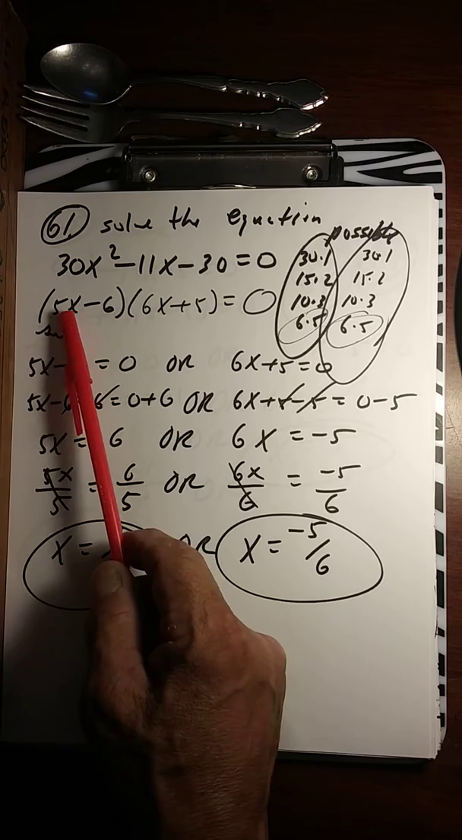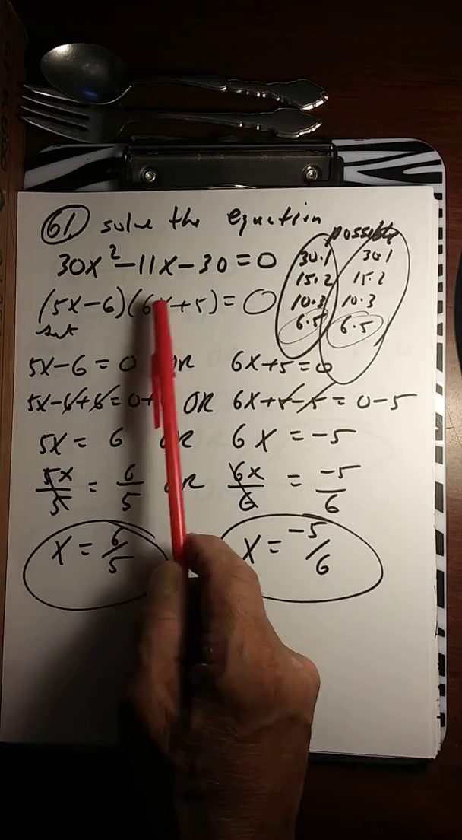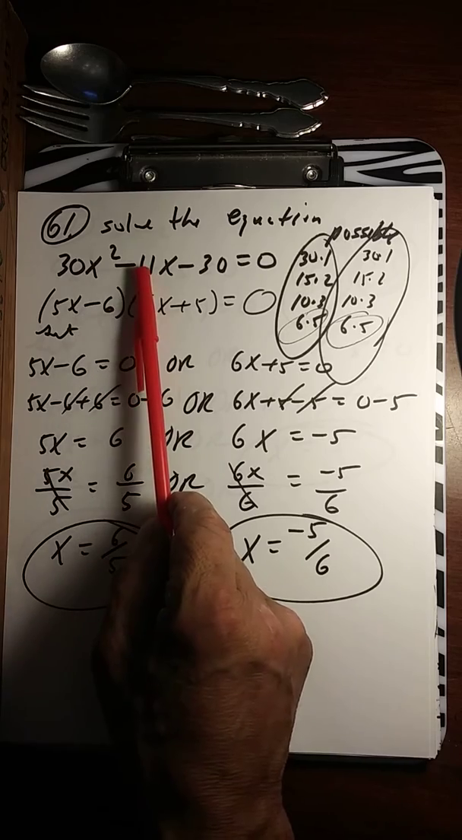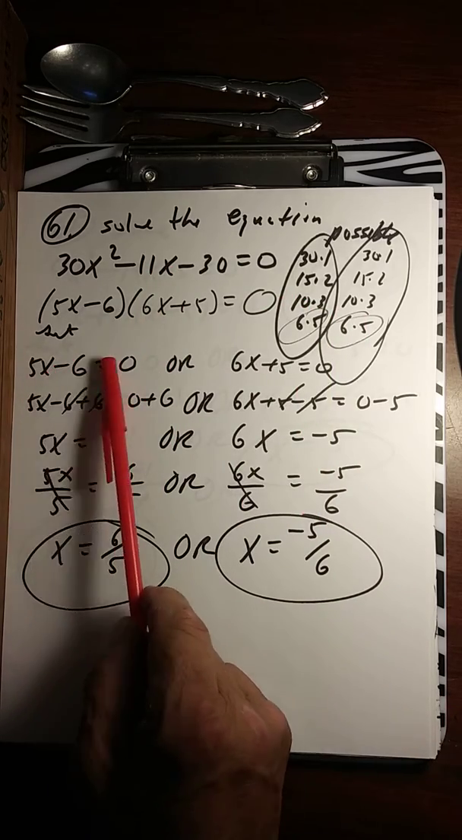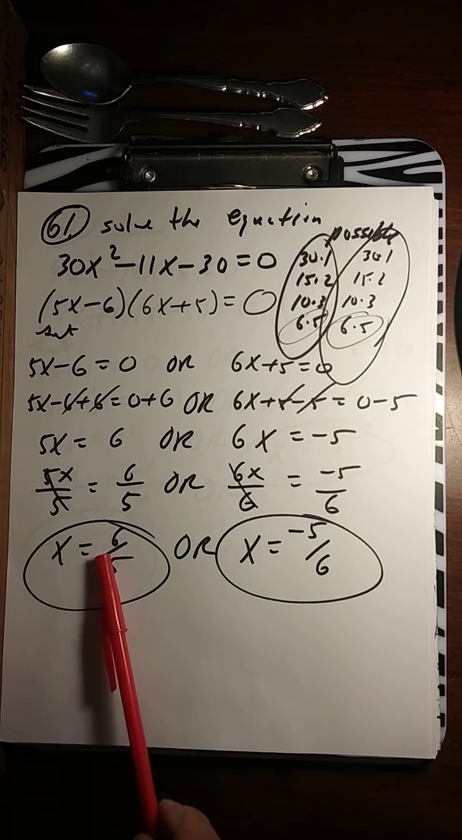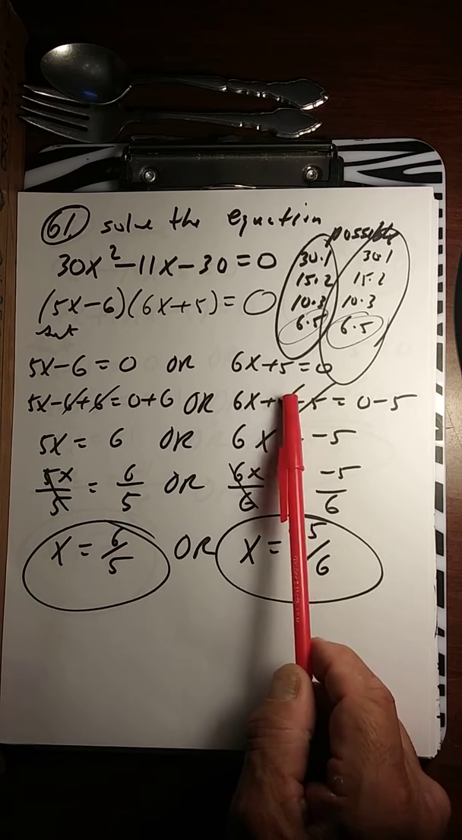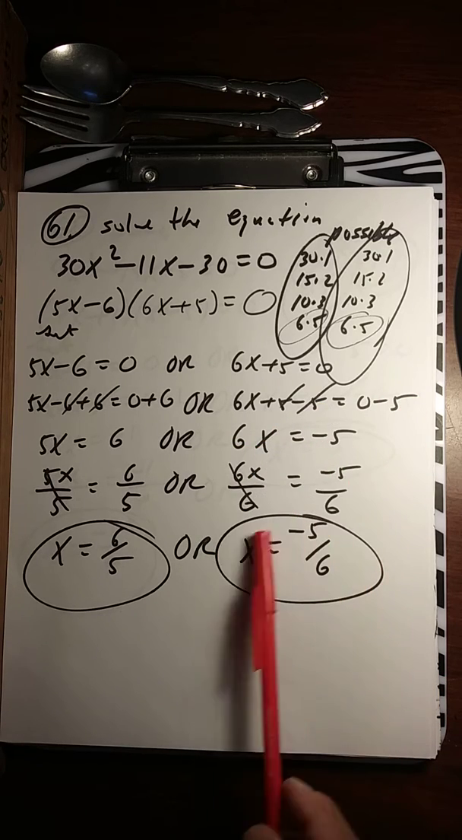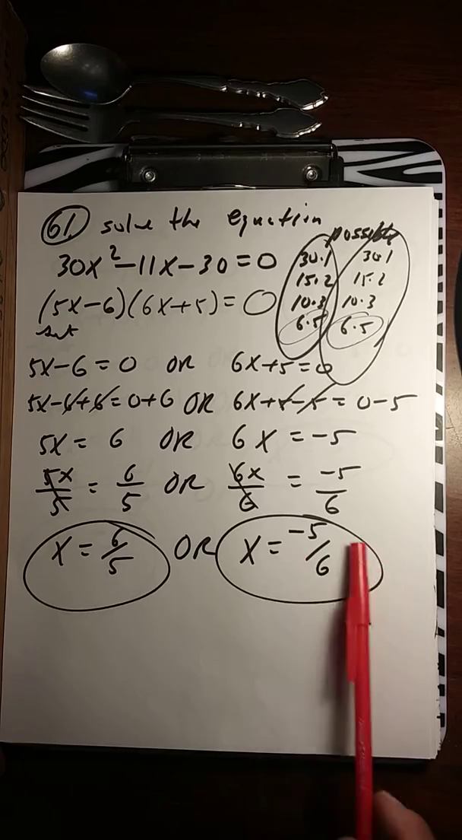Our guess is this. Does that work? 30x squared, that's 30, that's going to be 25. Minus 36 is 11. Yes, that works. So 5x minus 6 equals 0. Add 6, divide by 5, so x is 6 over 5. Then 6x plus 5 equals 0. Subtract 5, so 6x equals negative 5. Divide by 6. So the answers are 6 over 5 and negative 5 over 6.